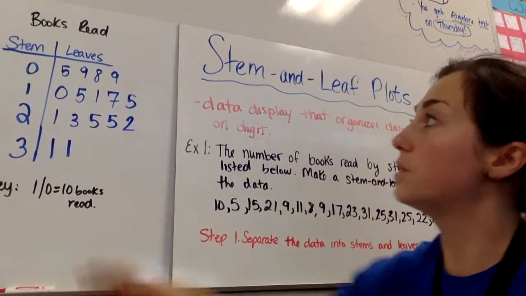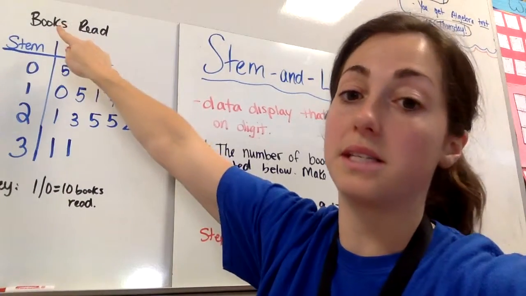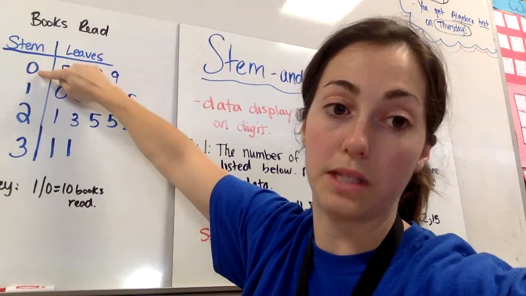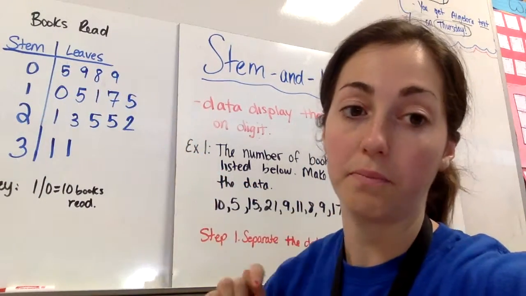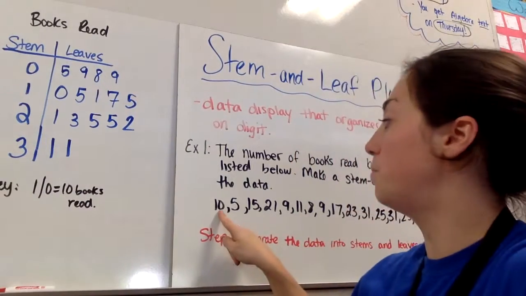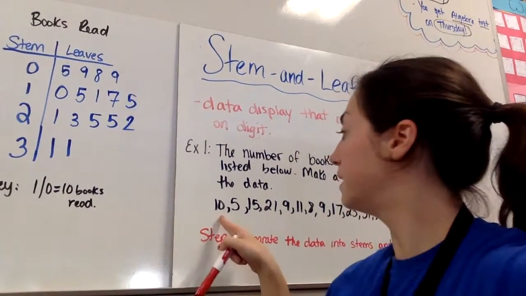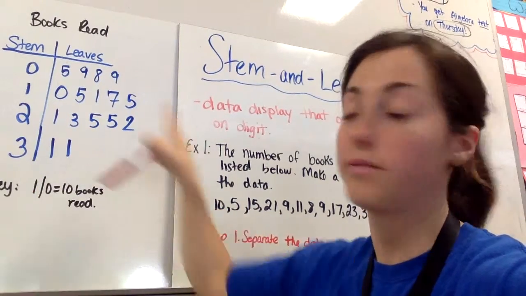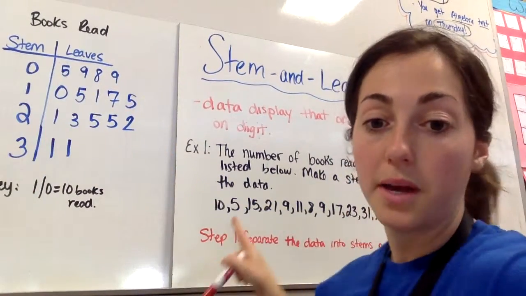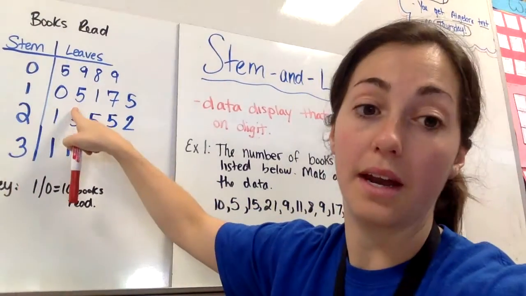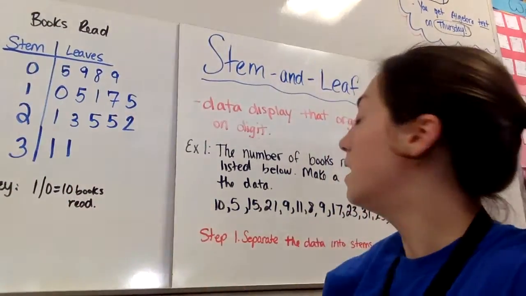Okay, so this is the stem and leaf plot. This is what the data is about, books read. So my stems, as I told you, we're going to use 0, 1, 2, and 3. And my leaves are all of these numbers. So I started with 10. 10 is 1, 0. Here's my 10. My next number is 5. So that's 0, 5. My next number is 15. So I repeat the stem and I have 5. So that's my 15. And so on.